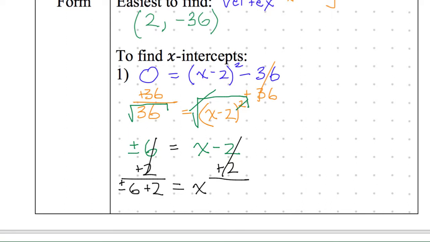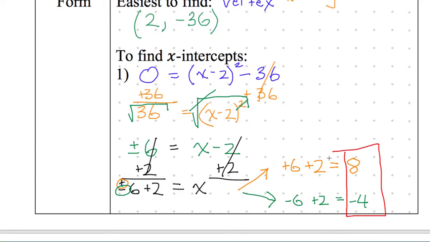What Andres is doing already for us is he's turning this into 2 different problems. The first problem was he chose the positive. So he says positive 6 plus 2, and he came up with 8. Andres then said, okay, what happens if I choose the negative? Then I get a -6 plus 2, and that gives me a -4. So those are our 2 x-intercepts. Technically, it should be 8, 0 and -4, 0, but I'm comfortable just leaving it like that and boxing them. Those are our 2 answers, 8 and -4. Thank you, Andres.